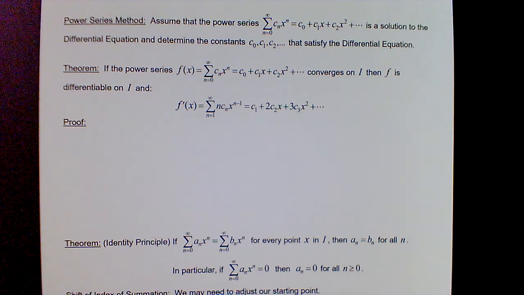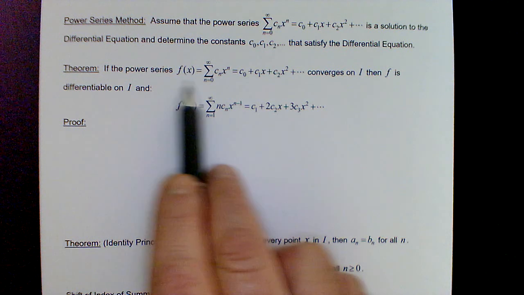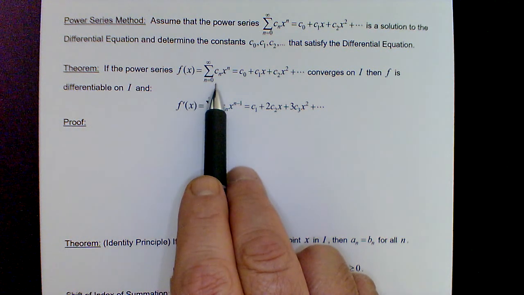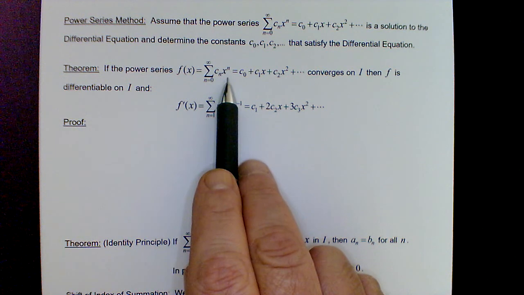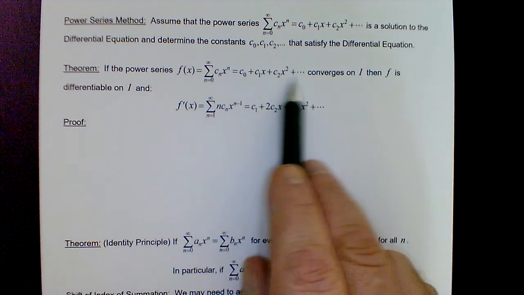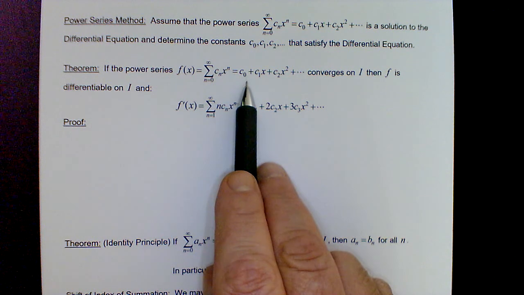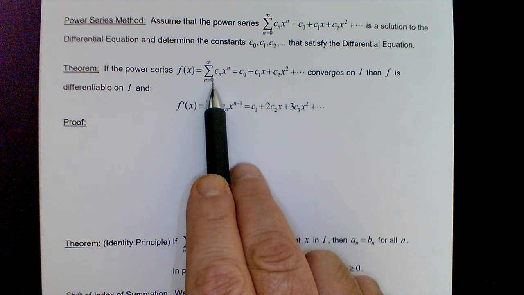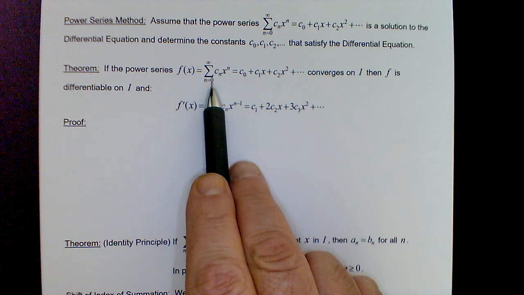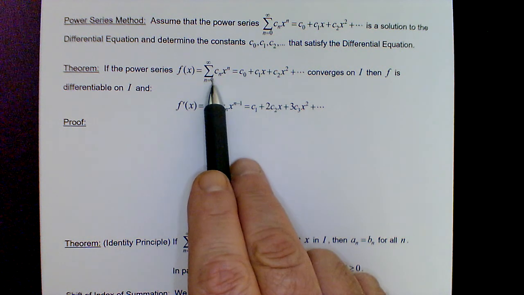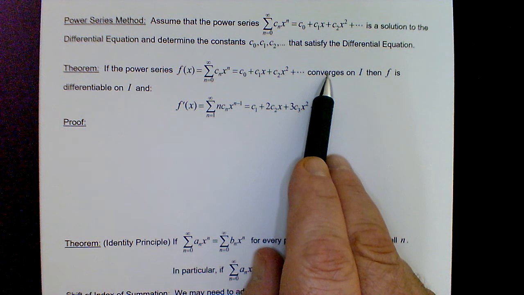The first theorem is for derivatives. If you consider the function f of x to be equal to the sum as n goes from 0 to infinity of c sub n x to the n, this is the expansion: c0 when n is 0, since x to the 0 is 1, so just c0; n is 1, c1 x to the first, so c1x; n is 2, c2 x squared. Okay, so that's the infinite series that we're assuming is a solution.